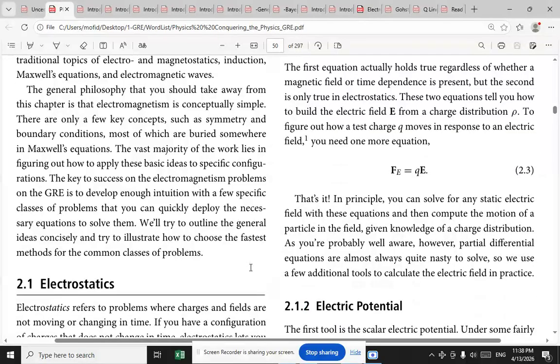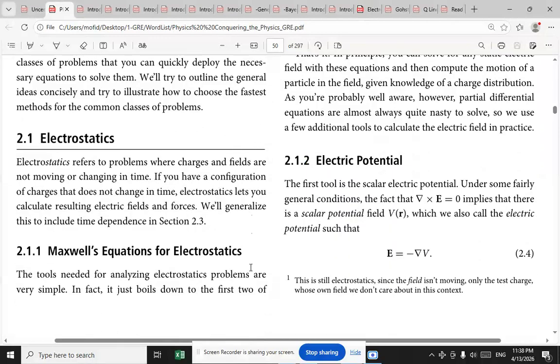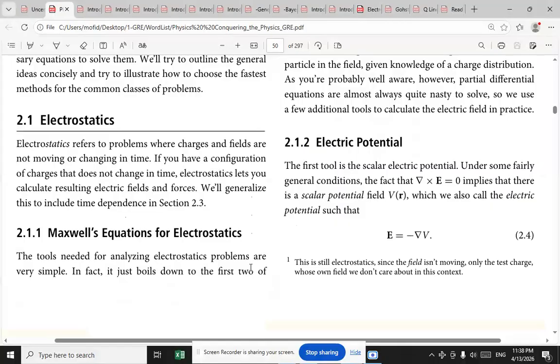We will try to outline the general ideas concisely and illustrate how to choose the fastest methods for the common classes of problems. The first section is 2.1, electrostatics. Electrostatics refers to problems where charges and fields are not moving or changing in time. If you have a configuration of charge that doesn't change in time, electrostatics lets you calculate resulting electric fields and forces. We will generalize these to include time dependence in section 2.3.